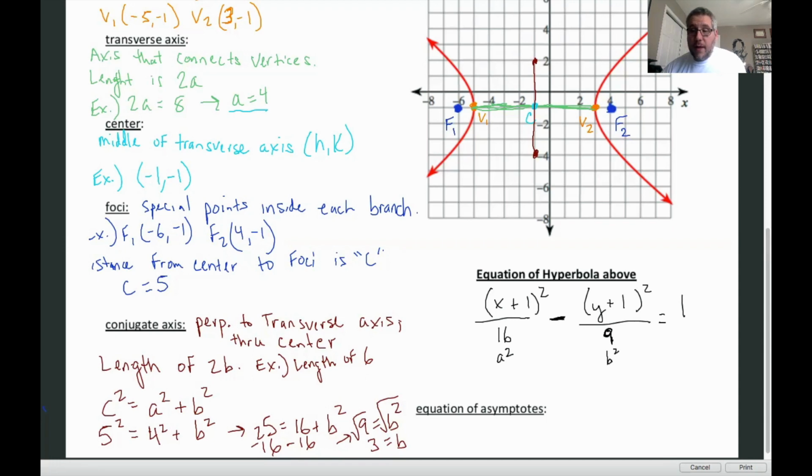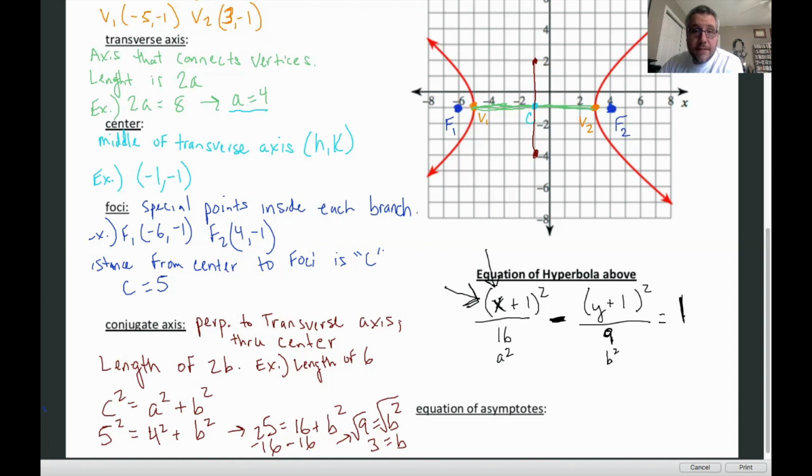Things to note: you still have it equal to this constant 1. There is a subtraction sign in the middle. A squared always comes in the first fraction, and the orientation is told by whichever variable is in the first fraction. Since x is in the first fraction, x is horizontal. If y had been here, it would be vertical, which you will see in a minute. The last thing we're going to do here is the equation of the asymptotes. The asymptotes are imaginary lines that frame in, or bound, this hyperbola.